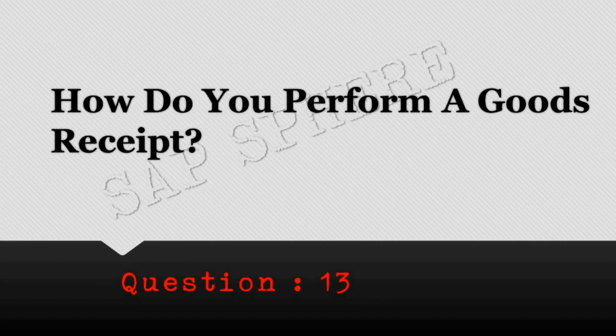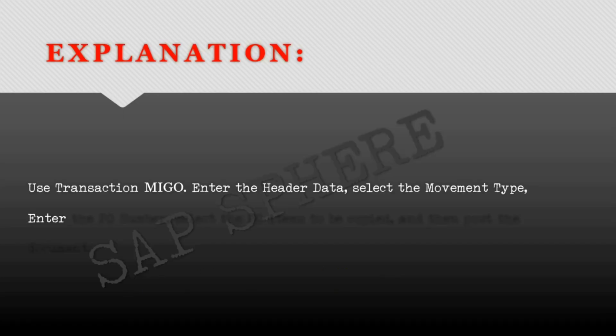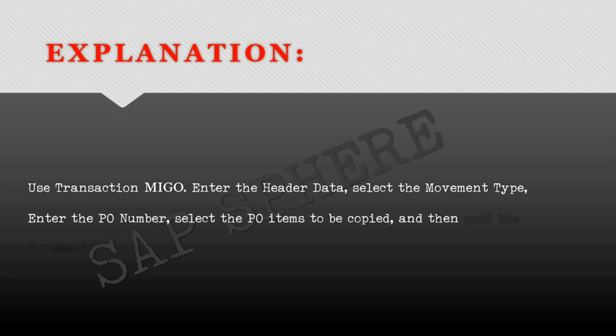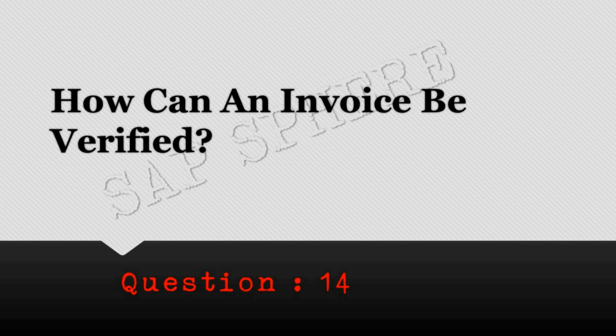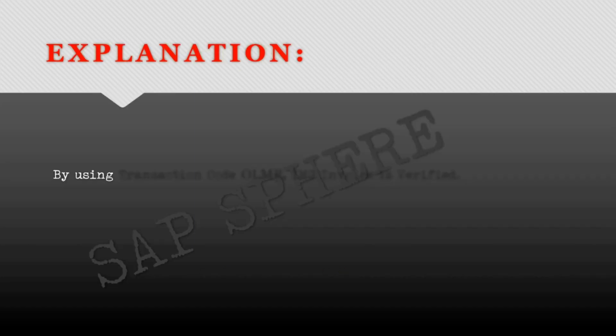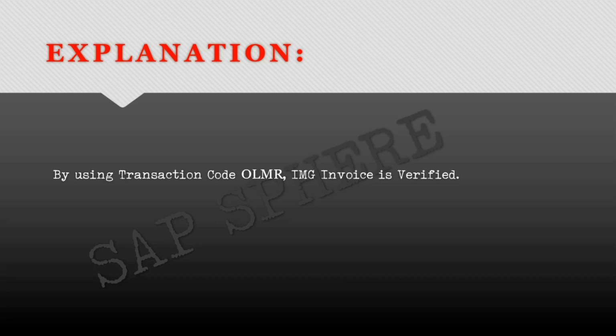How do you perform a goods receipt? Use transaction code MIGO, enter the header data, select the movement type, enter the PO number, select the PO items to be copied, and then post the document. How can an invoice be verified? By using transaction code OLMR, IMG invoice is verified.